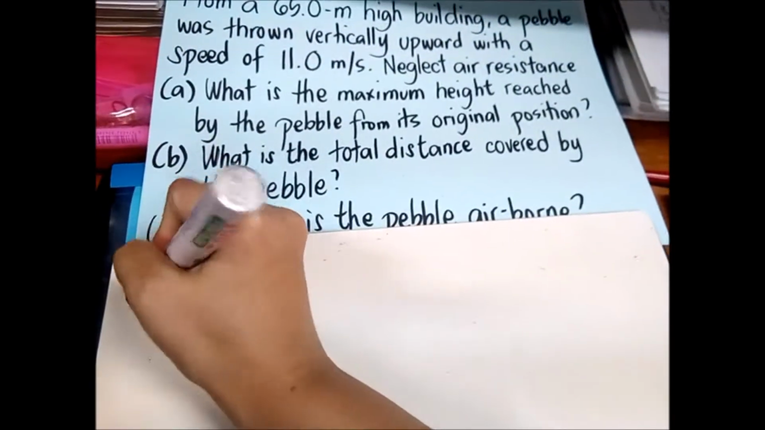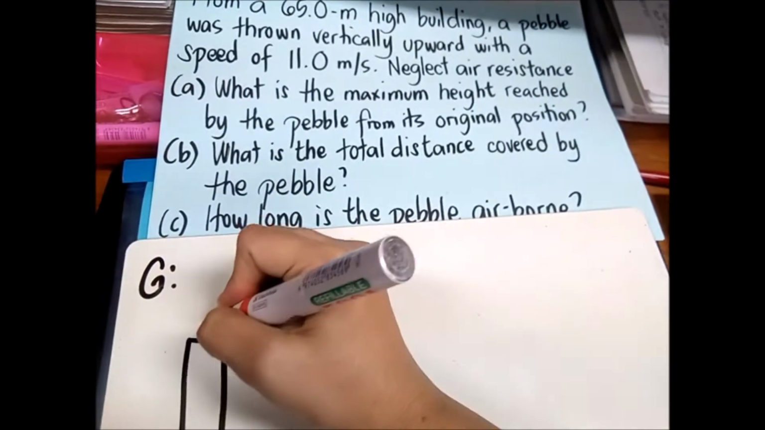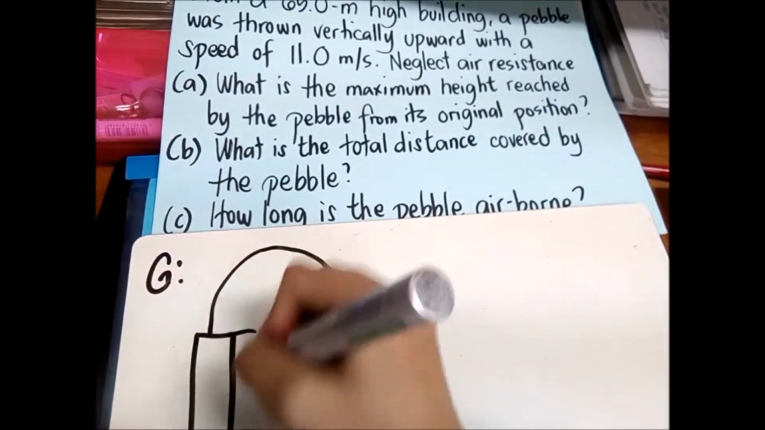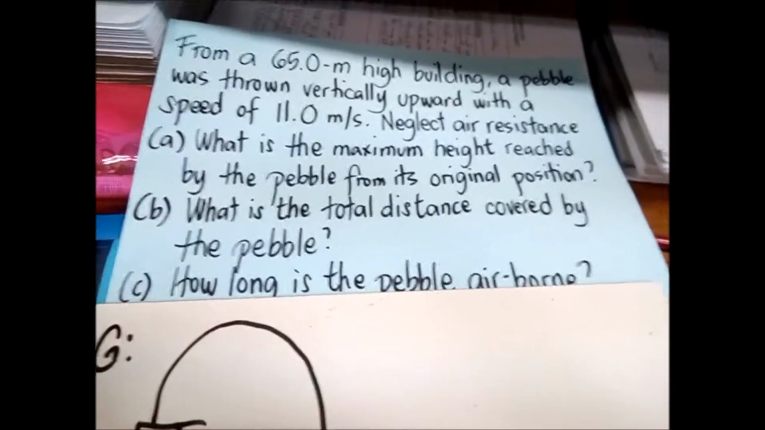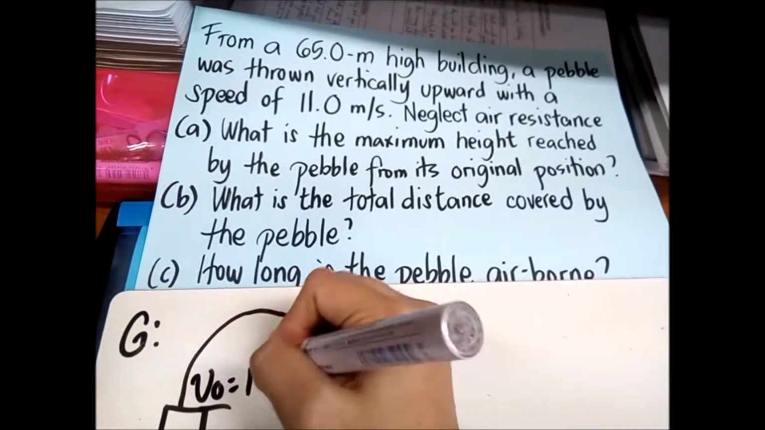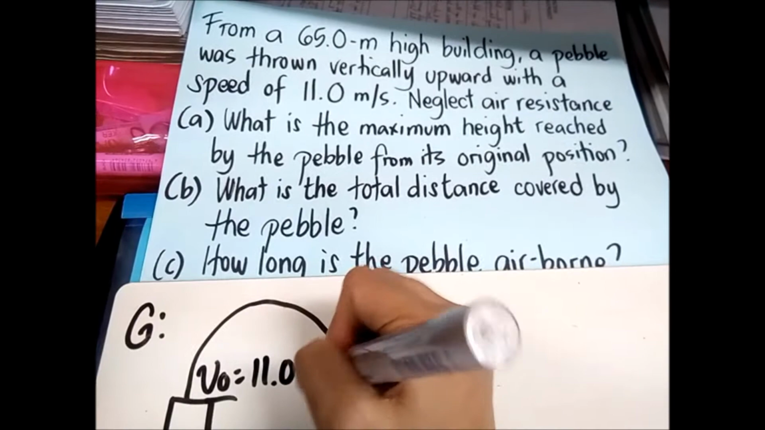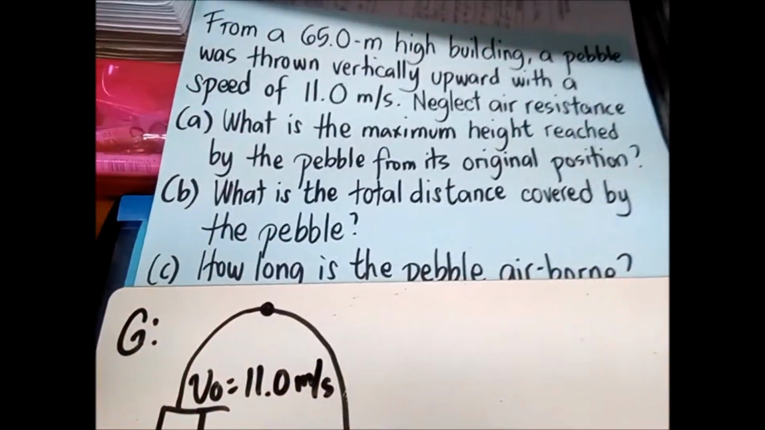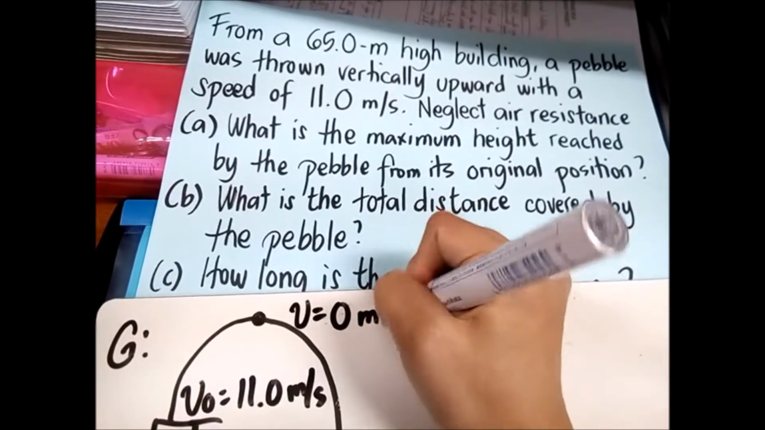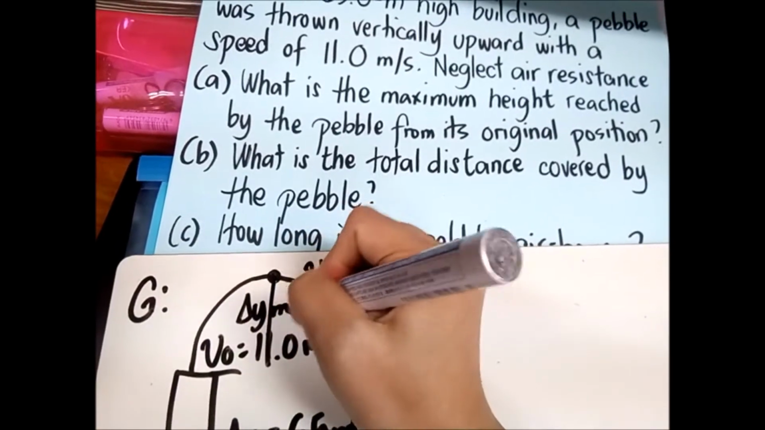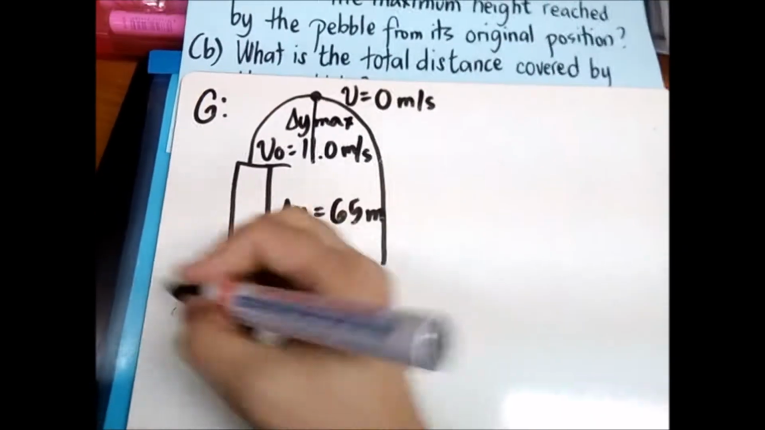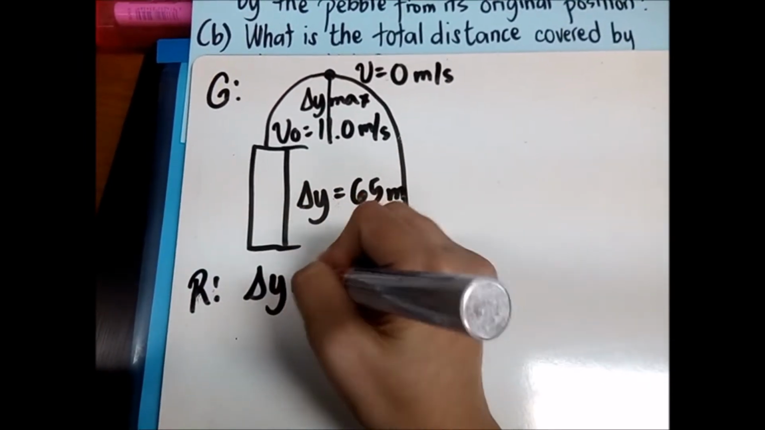Okay, so we will start our problem by writing the given. So the pebble was released from top of a 65-meter high building. So that's our delta y. Okay, then the initial speed is 11.0 meters per second, and the instantaneous velocity at maximum height is 0 meters per second. Now we have to look for maximum height reached by the pebble. So our required is delta y max.